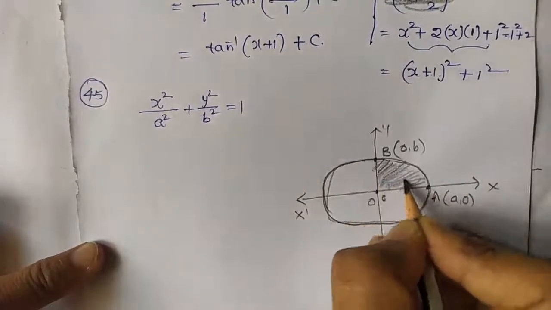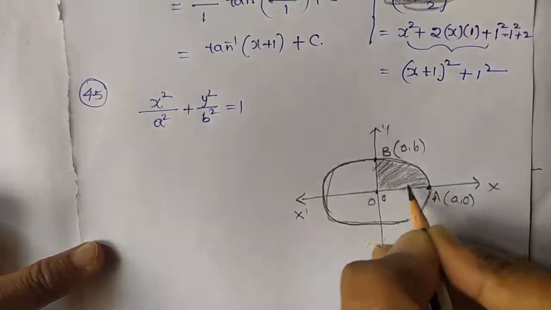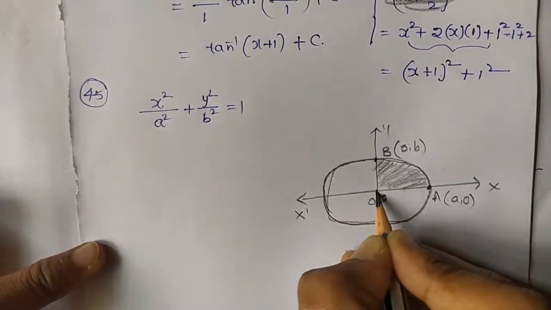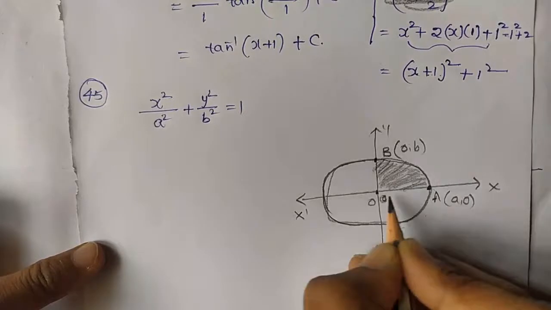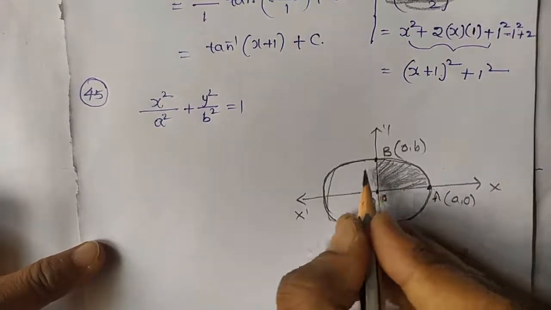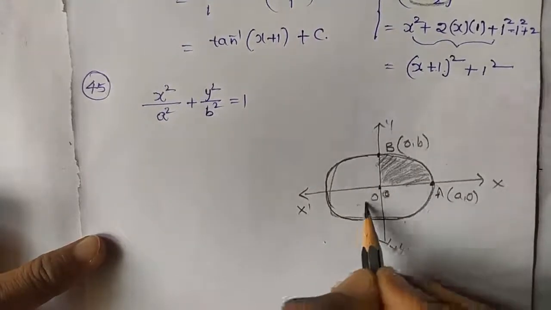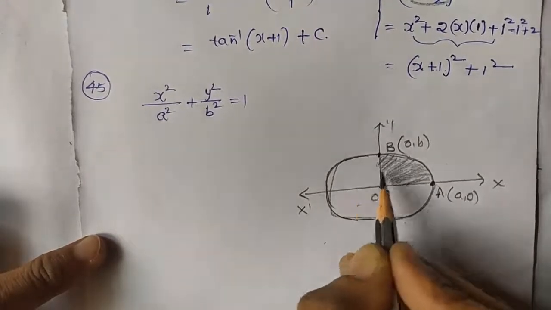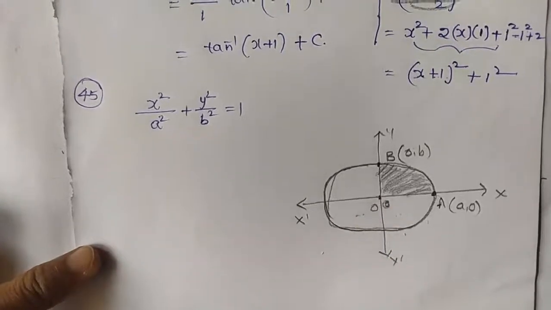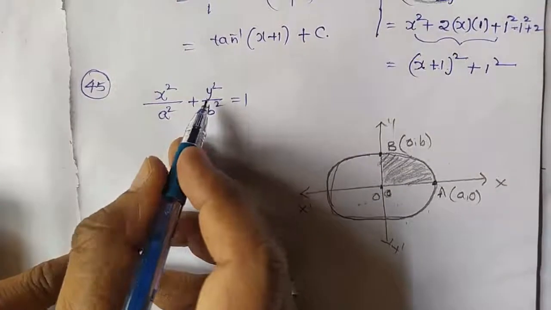We will take the intervals 0 to a, integration of y dx. We want this complete area, so how many parts are there? 1, 2, 3, 4, so 4 times. Before that, let us simplify y square.